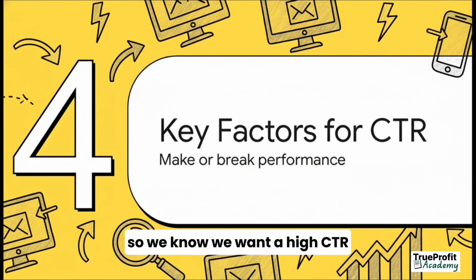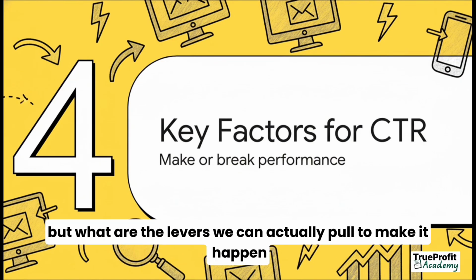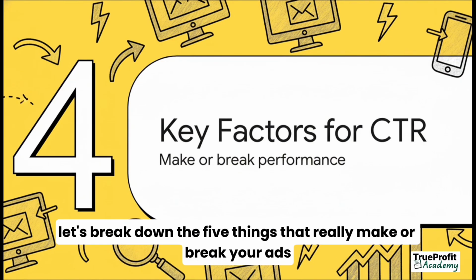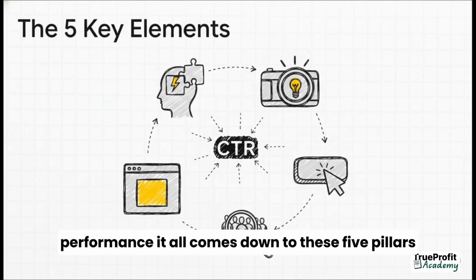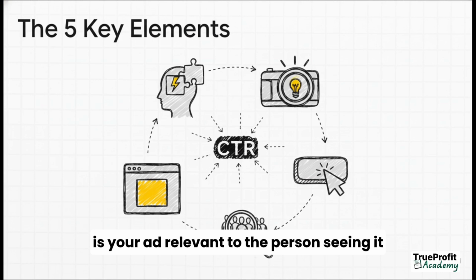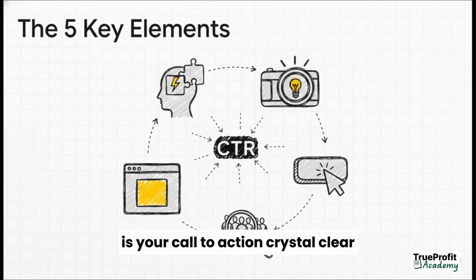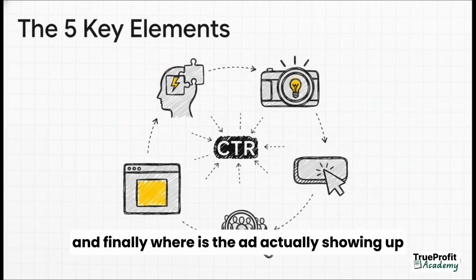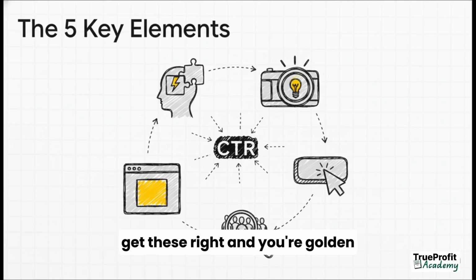So, we know we want a high CTR, but what are the levers we can actually pull to make it happen? Let's break down the 5 things that really make or break your ad's performance. It all comes down to these 5 pillars. Is your ad relevant to the person seeing it? Is the creative, the image or video, any good? Is your call to action crystal clear? Are you showing it to the right people? And finally, where is the ad actually showing up? Get these right, and you're golden.